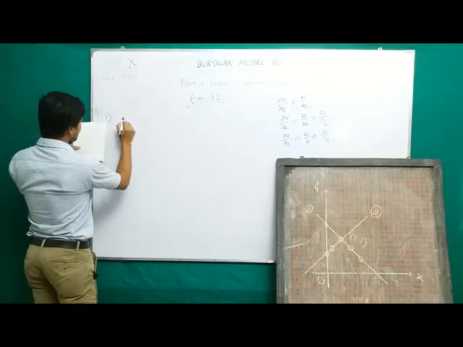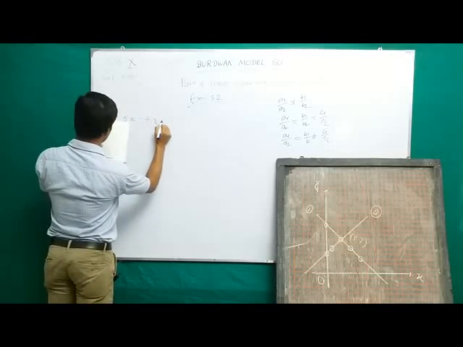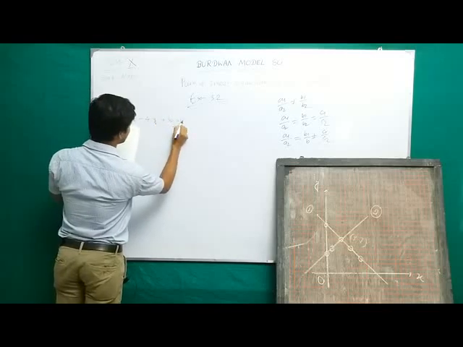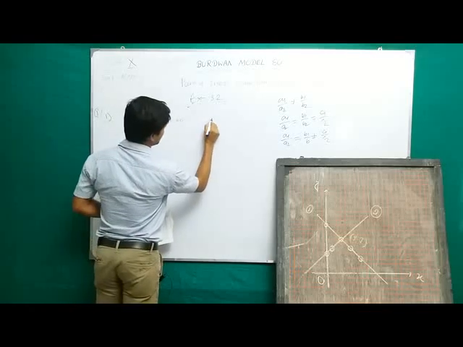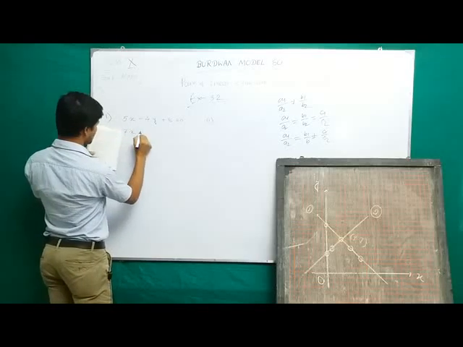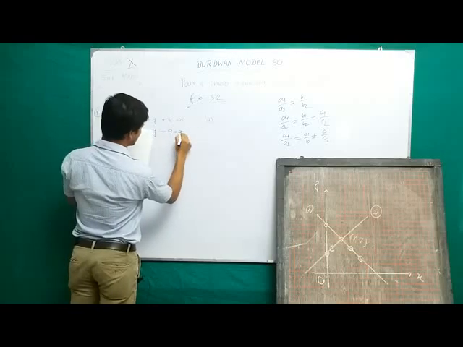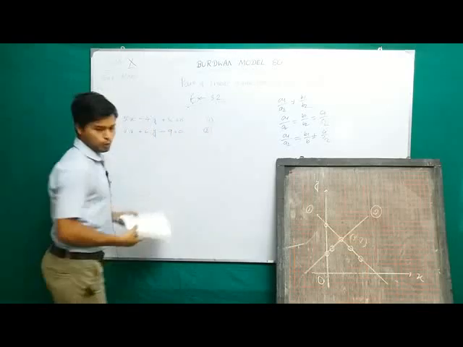Okay, so the first question is 5x minus 4y plus 8 is equal to 0. This is our equation number 1. And the second equation is 7x plus 6y minus 9 is equal to 0. This is equation number 2.